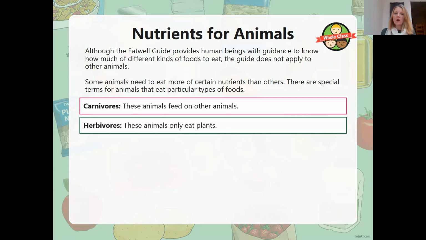The second type of animals could be called herbivores. These animals only eat plants. Can you think of any animals that could be in that group?